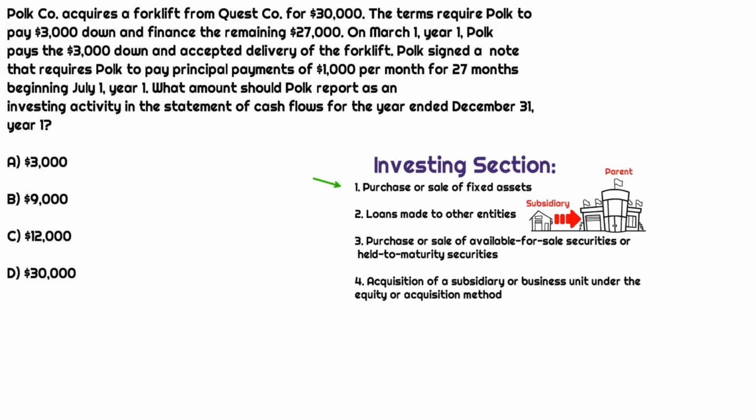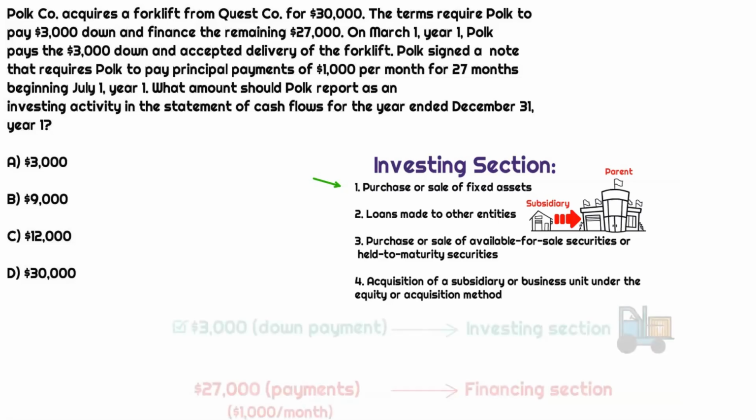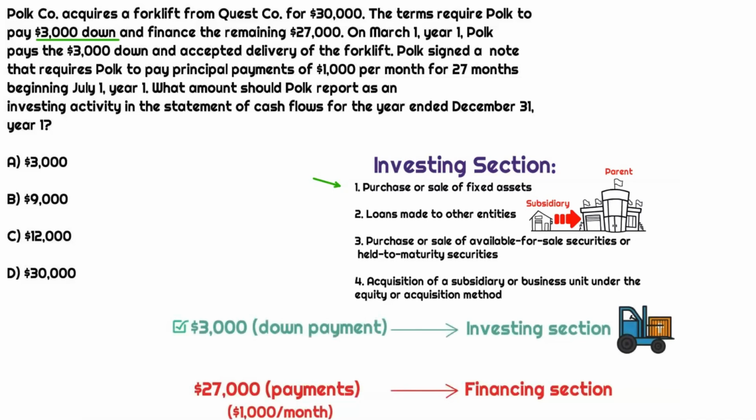Okay, so the acquisition price of this forklift is going to cost $30,000. However, when you think about the statement of cash flows, the question you need to ask yourself is how much cash is going out the door today? So while $30,000 is the eventual amount that is going to get paid, $3,000 is the amount that is going out the door today.